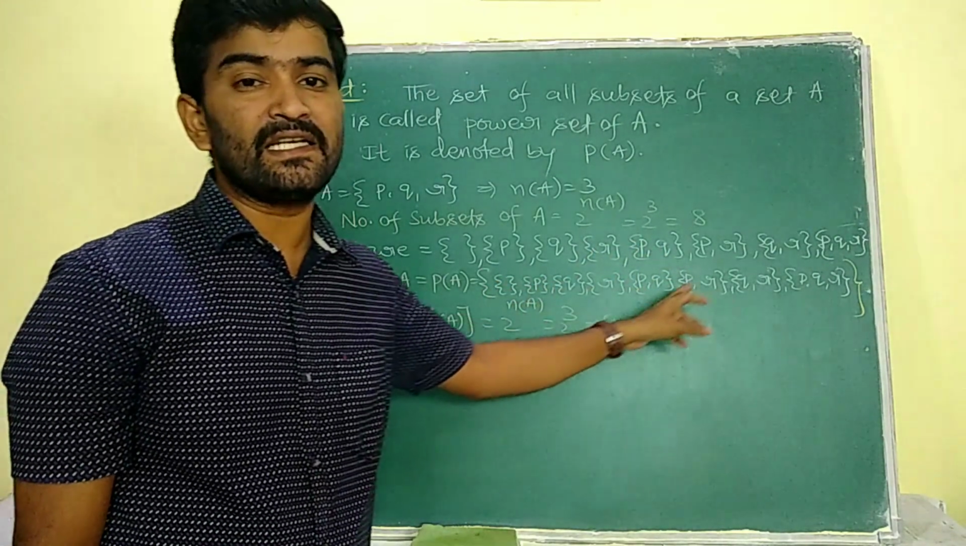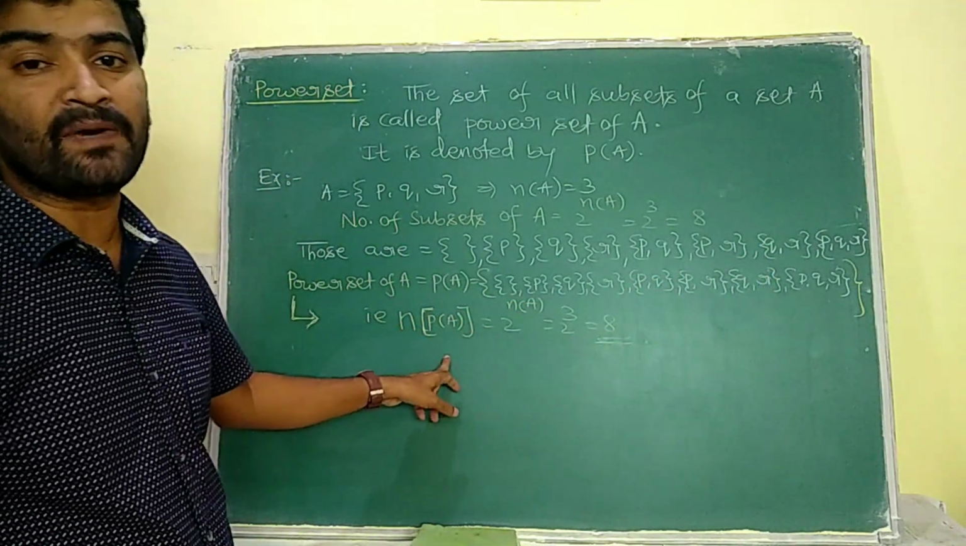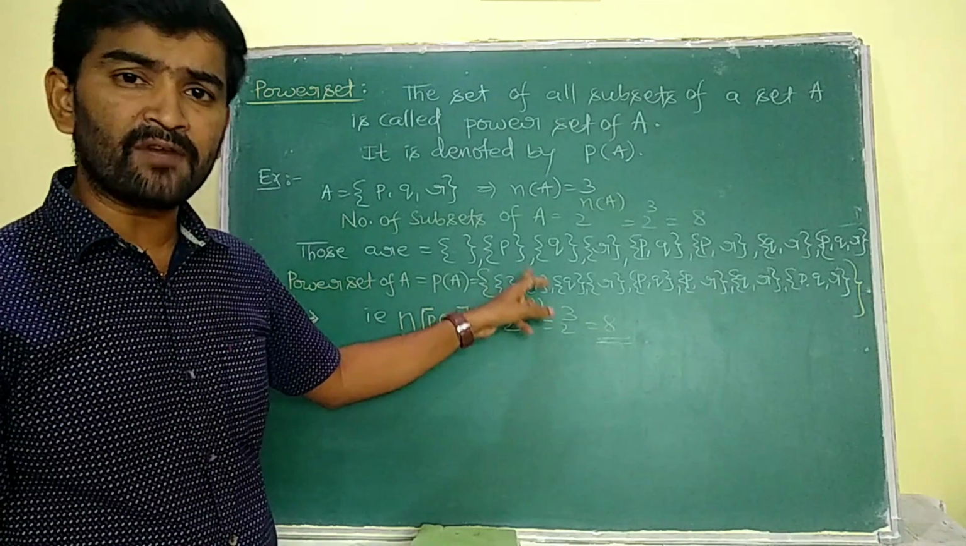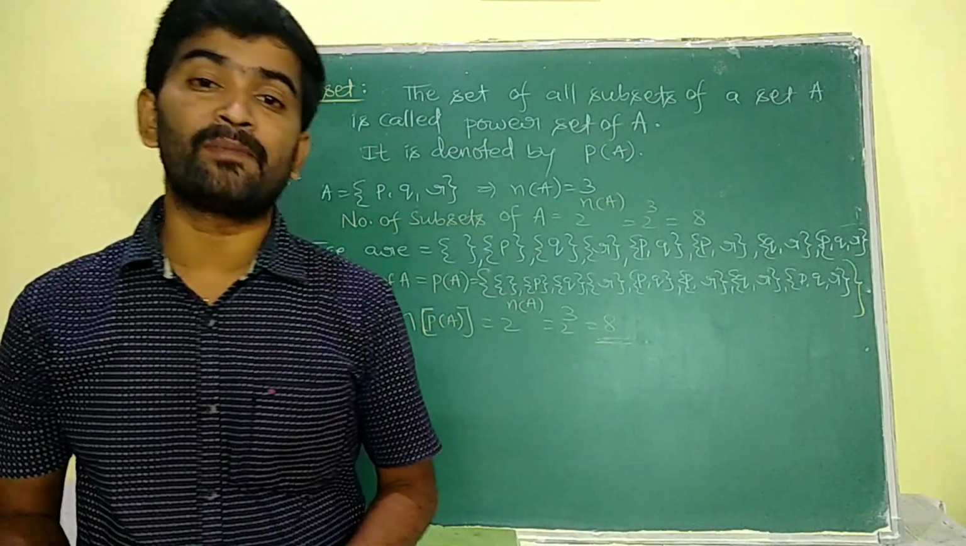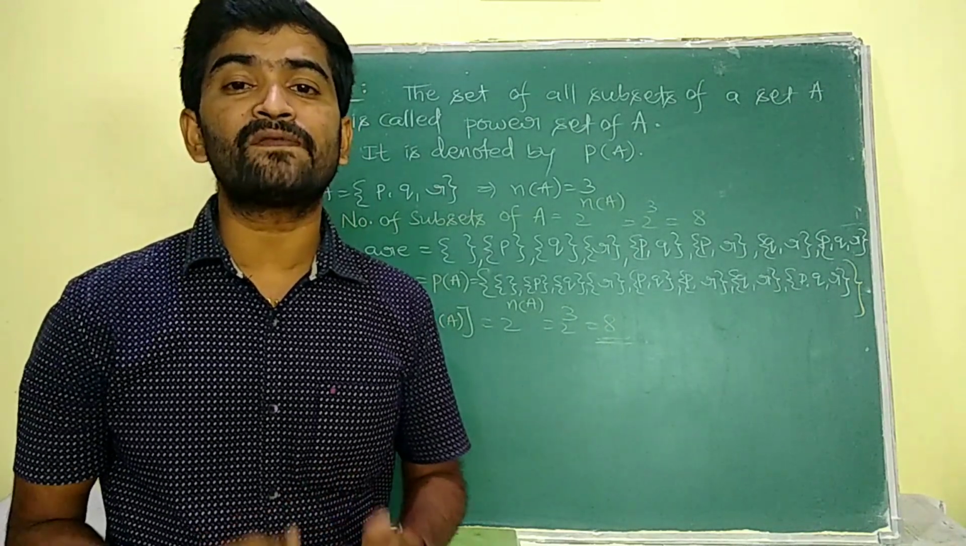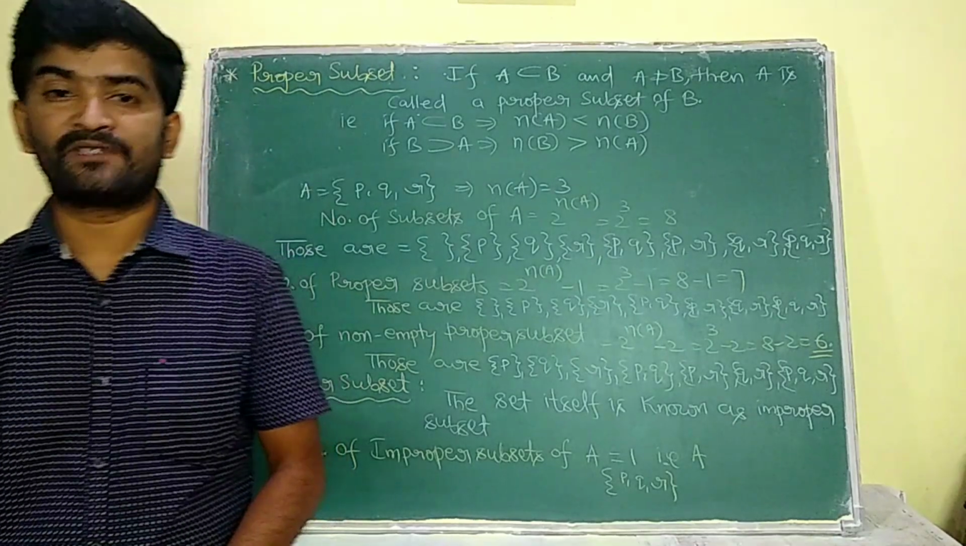How many subsets are there? 8. So the number of elements of the power set is 2 power of n of A, that is 2 power 3, that is 8. That means the number of elements in a power set is equal to the number of subsets of that set. I hope you understand.